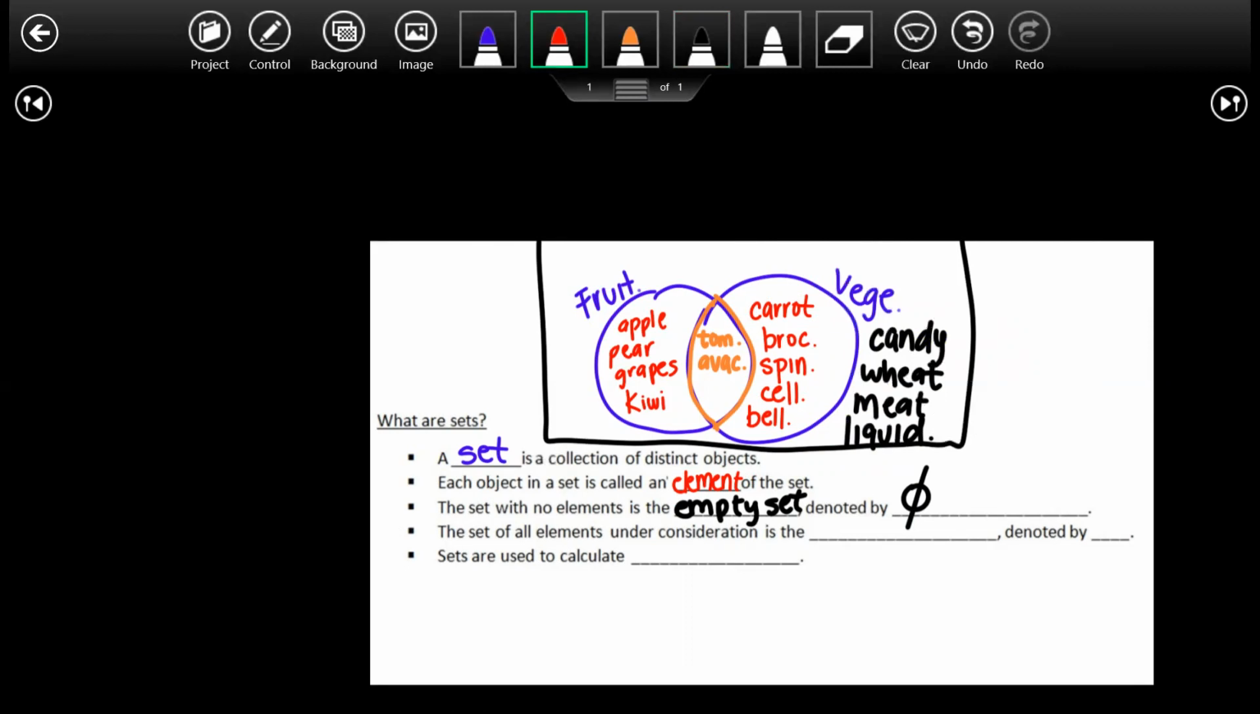An example of this is, what is something that is not an element of our sets, from our universal set or the sets that we have up here? It would be candy, wheat, meat, and liquids. What's another element that we don't consume? Air. Plastic.